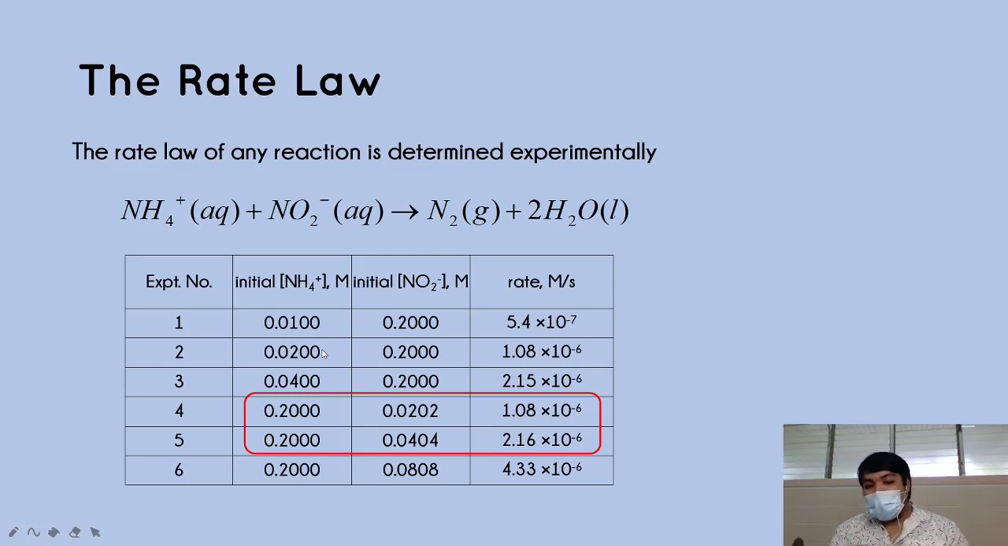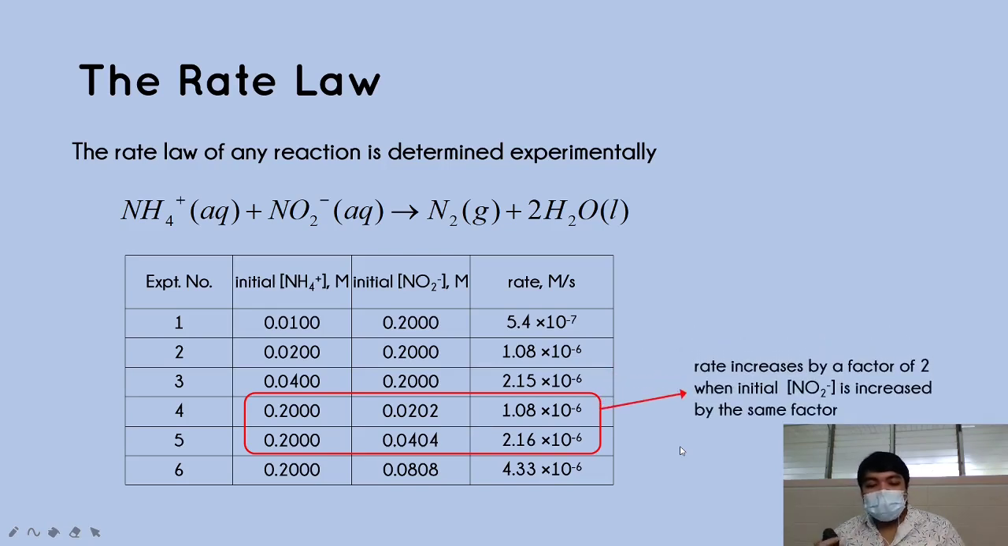So again, as I've stated earlier, the initial concentration of your ammonium ion was held constant. However, in here, the initial concentration of your nitrite was doubled from 0.0202 to 0.0404. What happens is the reaction rate also doubled. It increased by the same magnitude or the same factor.